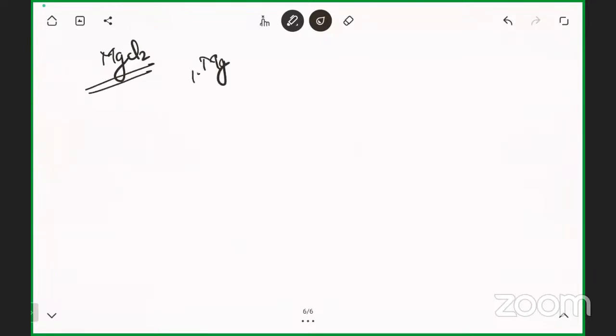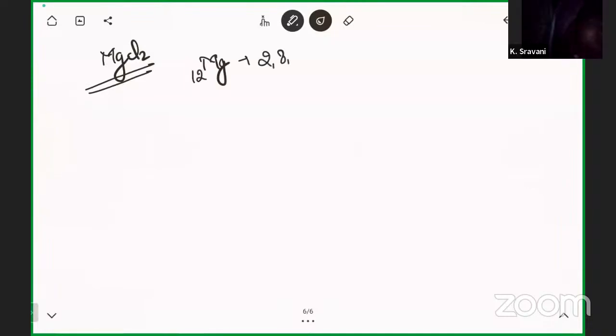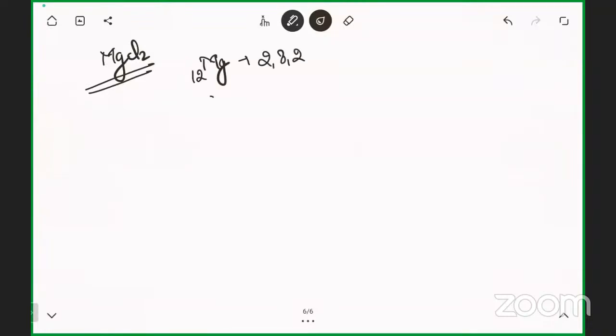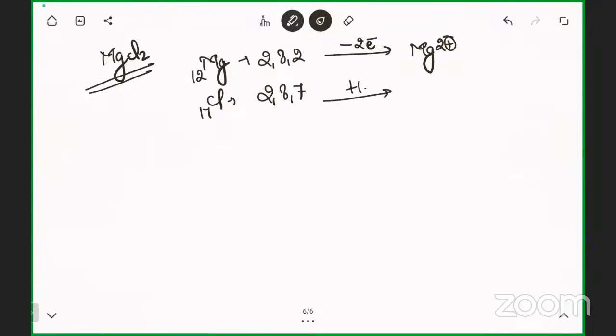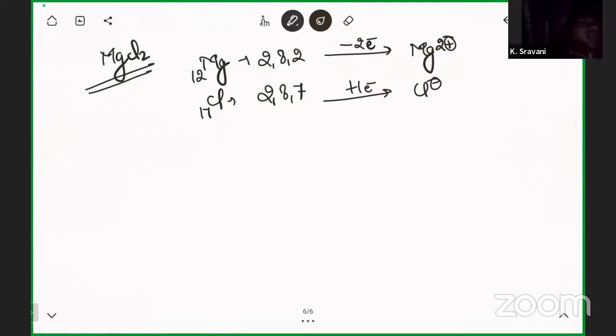Magnesium's atomic number is 12, so its configuration is 2, 8, 2. Chlorine is 17, with 2, 8, 7. So magnesium will donate 2 electrons and become Mg2+. But if I take just one Cl, it can accept only 1 electron and become Cl negative. But what about the other electron?